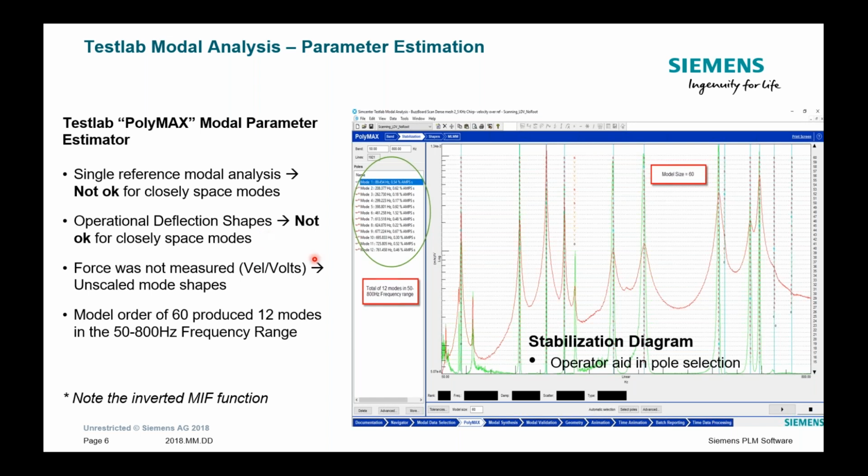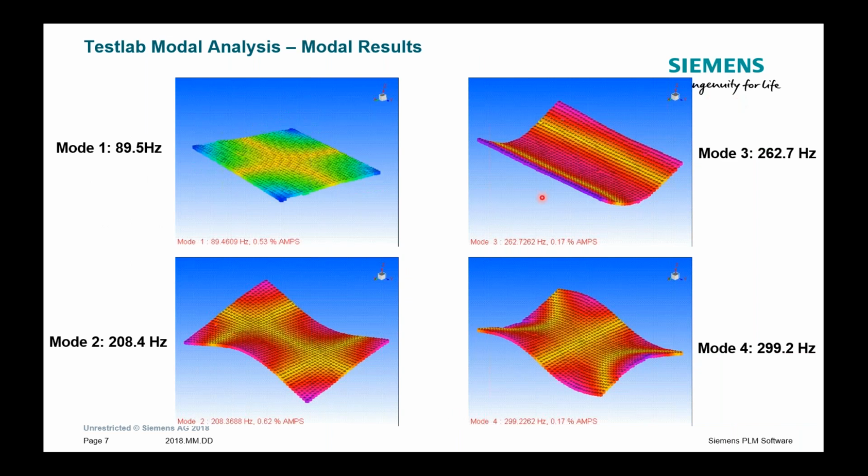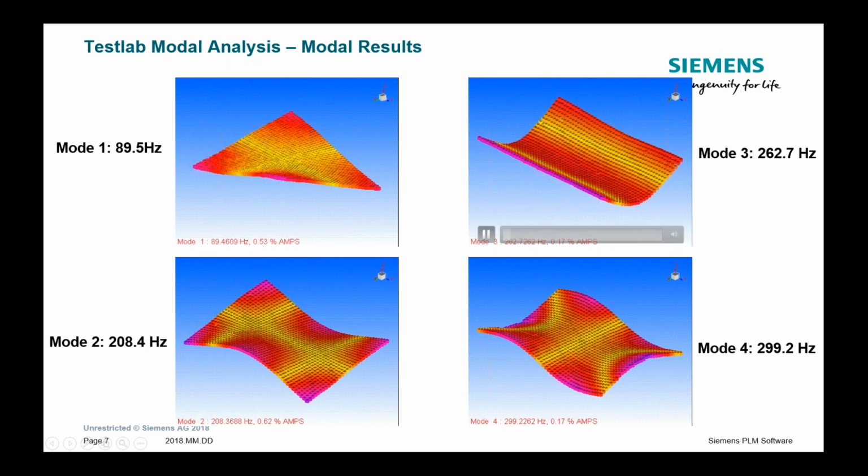So again, the force was not measured. We measured velocity over volts, and so we don't have scaled mode shapes because we're not measuring the forces, but that's okay. We can still use that information for our correlation studies. In this case, with a model order of 60, so in the parameter estimation, we used a model order of 60, and that produced 12 modes in the 50 to 800 hertz frequency range. And this is a look at some of the modes here. Let me see if I can get these to animate a little bit.